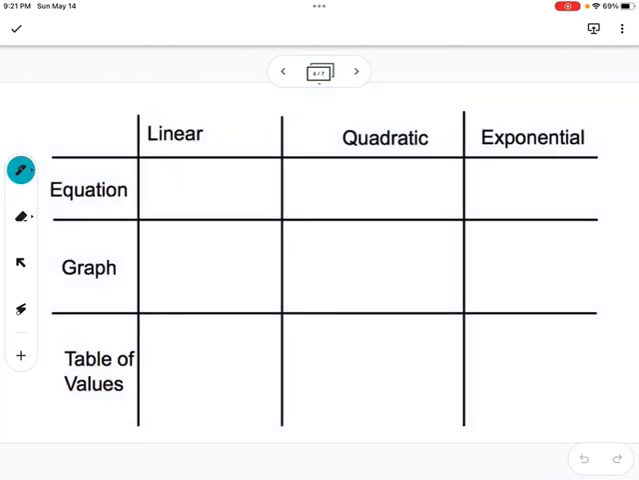So we have looked at the equations, graphs, and table of values for linear, quadratic, and exponential. So the difference between those. An equation for linear is in the form y equals mx plus b. An equation for quadratic is y equals ax squared plus bx plus c. And for exponential, we have y equals ab to the exponent x.